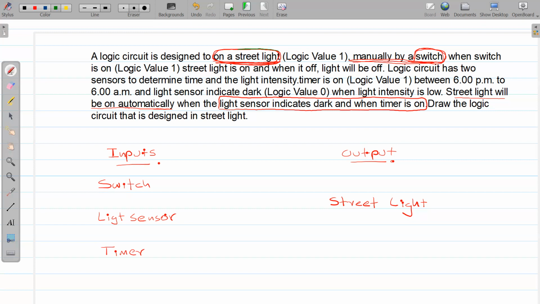Yes. Here goes the status. So the street light can be on, and the other state is it can be off. So on is indicated by 1, off is indicated by 0.